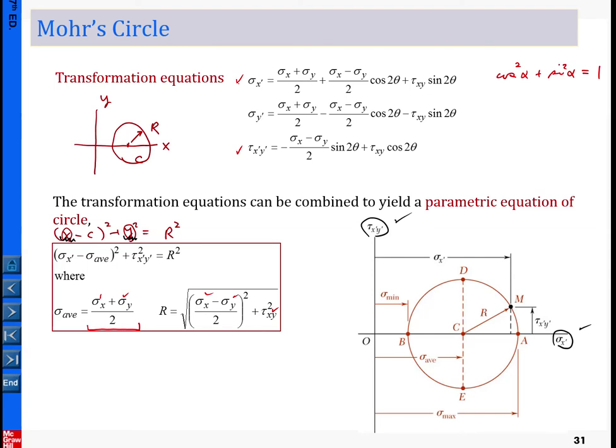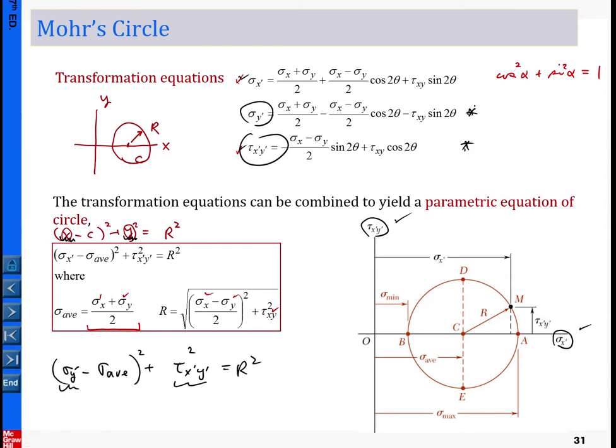Here again we combine the two equations and we can obtain a circular equation. You may ask, can I combine the two equations? Yes, you can. If you combine the two equations, you will obtain the same equation, but with sigma y prime, because right now you're using sigma y prime, minus sigma average, squared, plus tau x prime y prime squared equal to r squared. Now if you pick up the two, then basically you have the coordinate like this one.